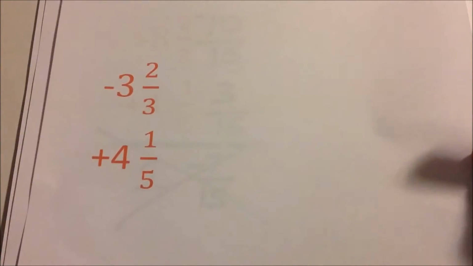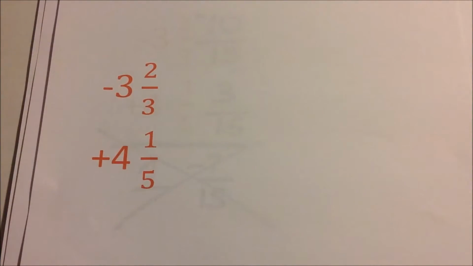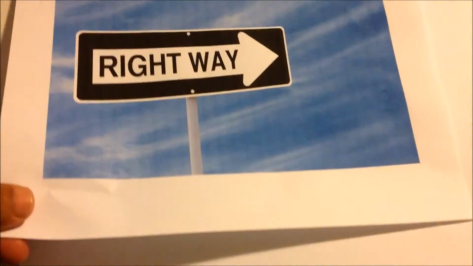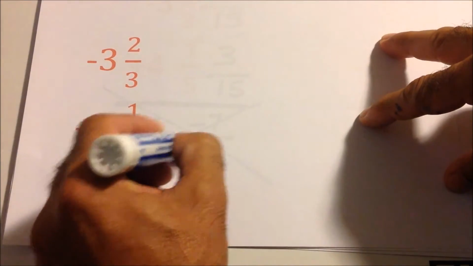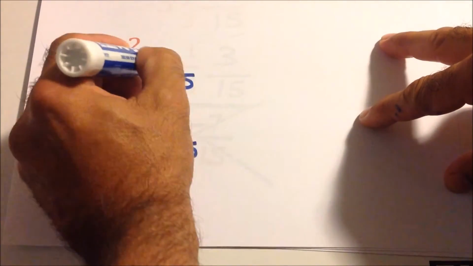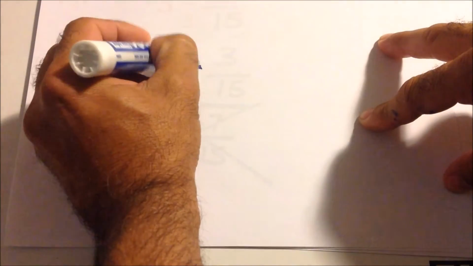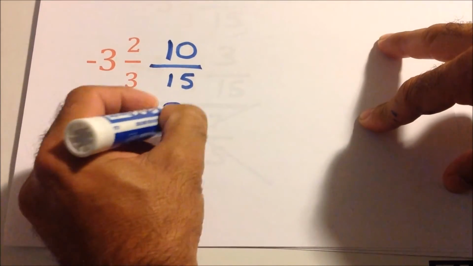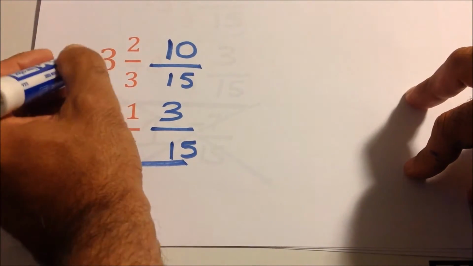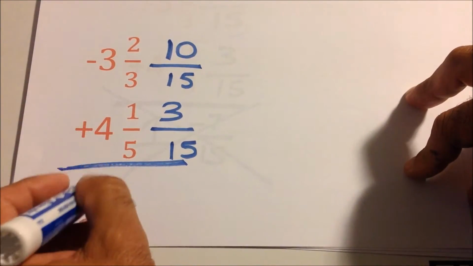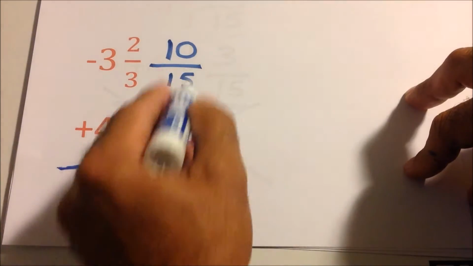So let's do it the right way. Time to do it the right way. Okay, so in the right way, we want to make sure that the fraction and the whole number are the same sign. So we're going to do the same thing. We're going to get the common denominator, right? And we got 10 up here. We got 3 up there. Now, if I did a negative 3 plus 4, we know we're going to get a positive 1. But we'll get a negative fraction.